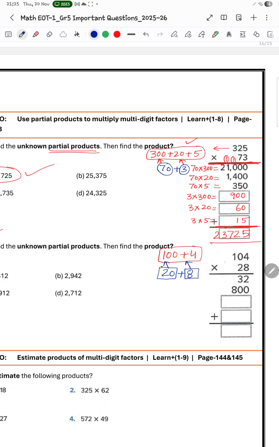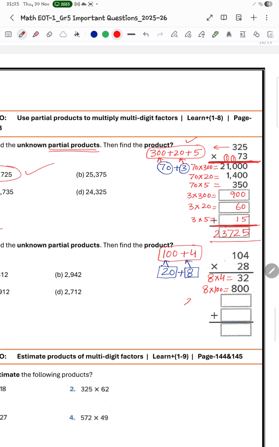What is here? 8 times 4. It is already given. 8 times 4 is 32. And 8 times 100 they have already given. That is 800. Now which are left? 20 is left. So 20 times 100 will give you 2,000. And 20 times 4 will give you 80.